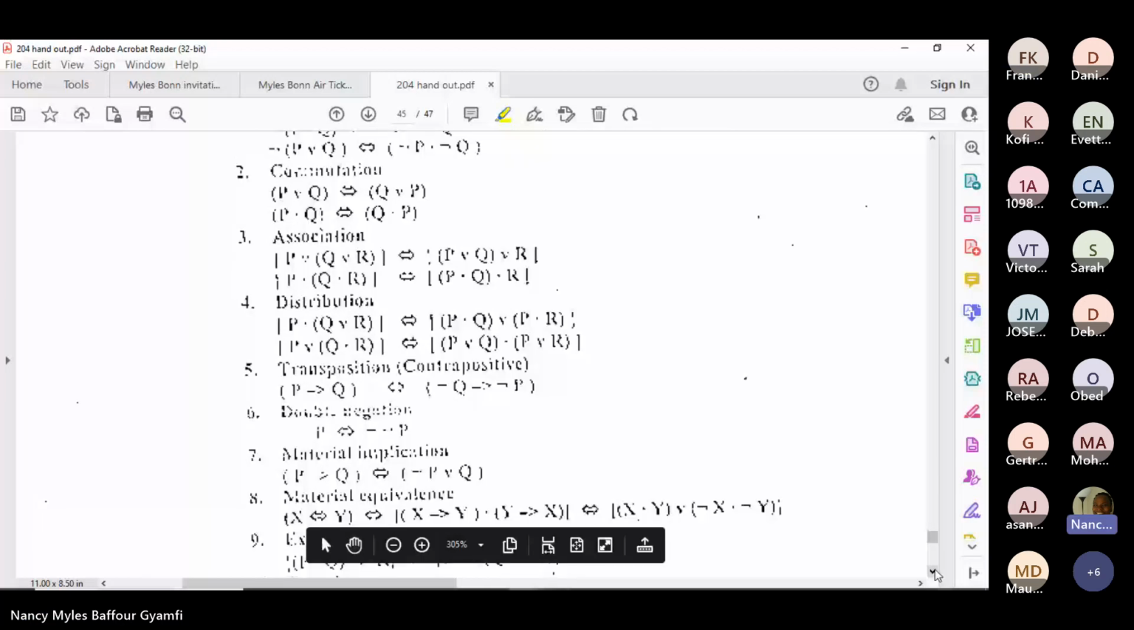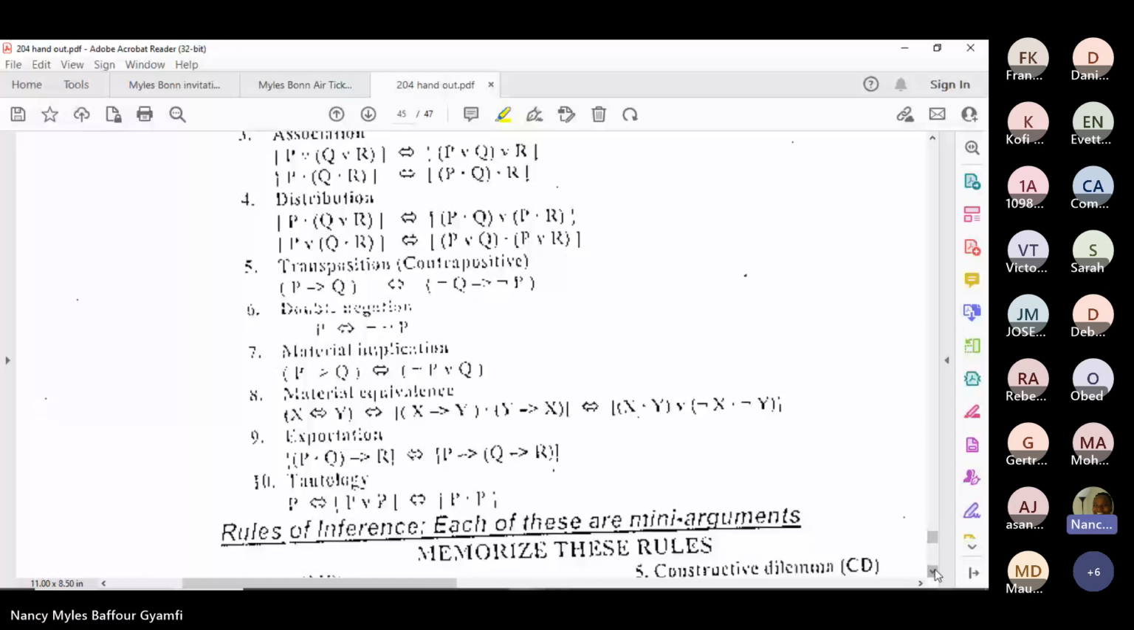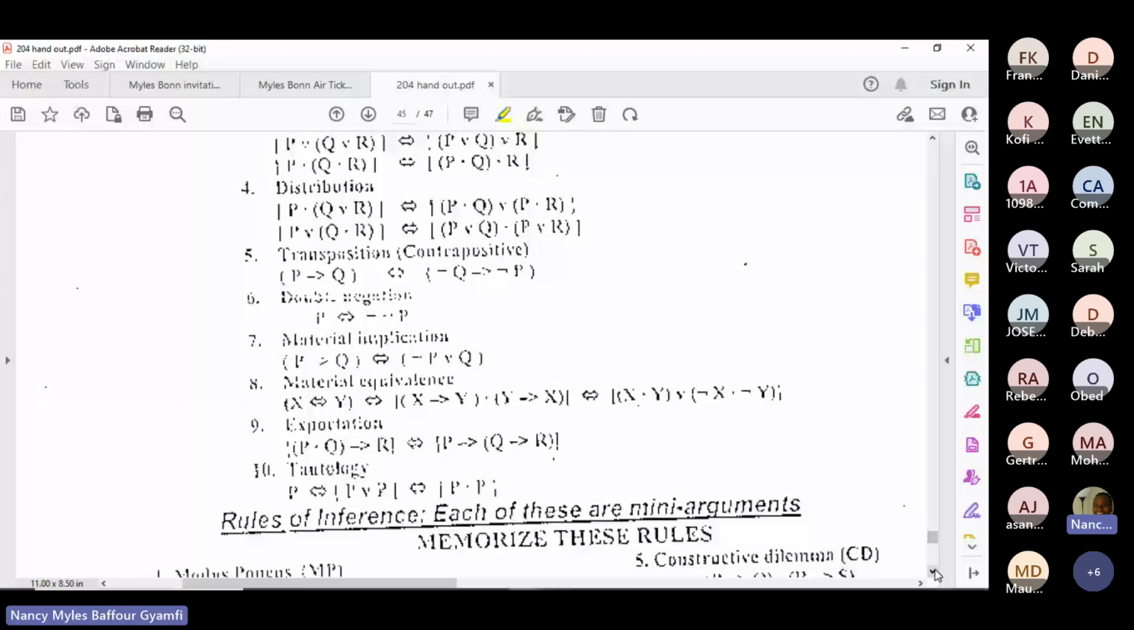Distribution, transposition is okay, double negation is okay, material implication is okay. But material equivalence, you want to see more of them. If P, then Q, and if Q, then P. When I have P biconditional Q, it is the same as if P, then Q, and if Q, then P. So it moves from antecedent to consequent, and from consequent to antecedent. That's one of the interpretations of material equivalence. The other one, maybe you want to look at it.